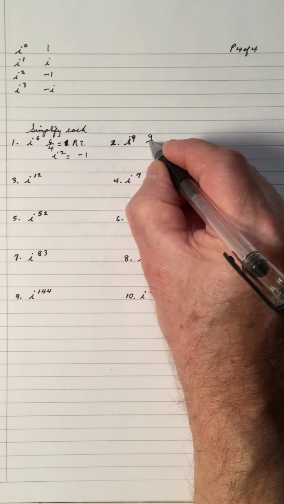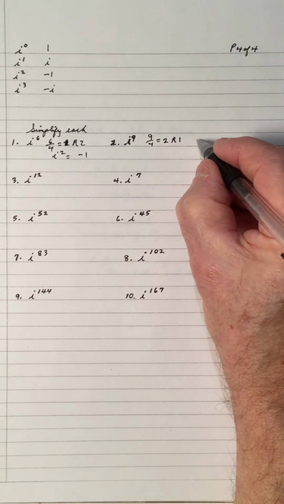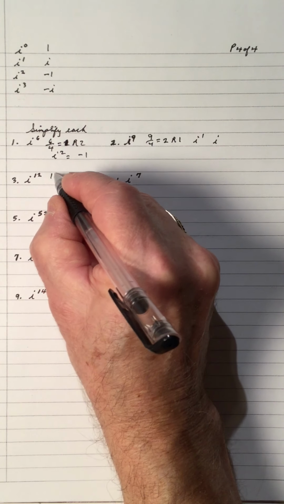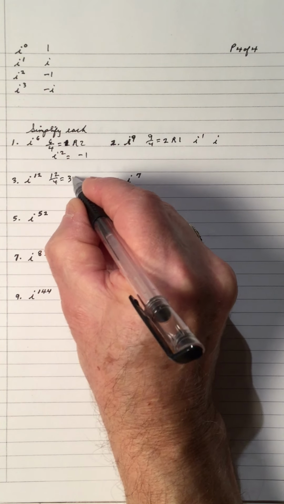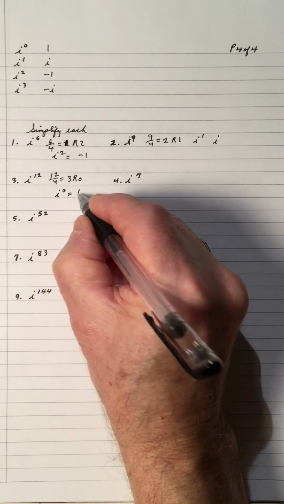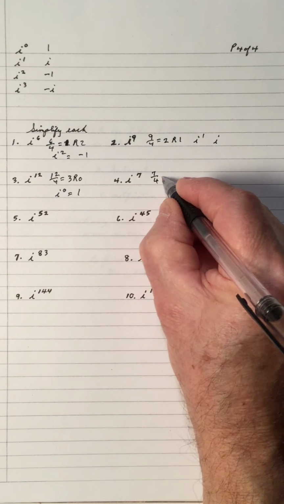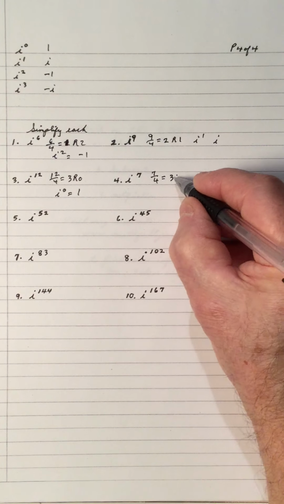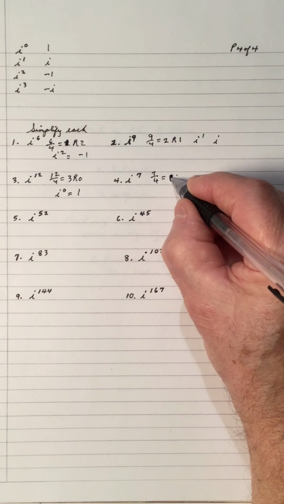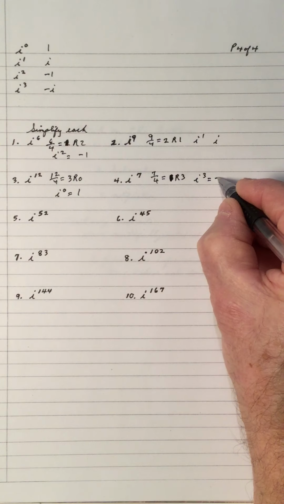And 9 divided by 4, 4 goes into 9 twice with a remainder of 1. So i to the 1, which is just i. 12 divided by 4 gives me 3, a remainder of 0. So i to the 0 gives me a 1. So i to the 12 is 1. 7 divided by 4, 4 into 7 goes 1 with a remainder of 3. So i cubed is negative i.